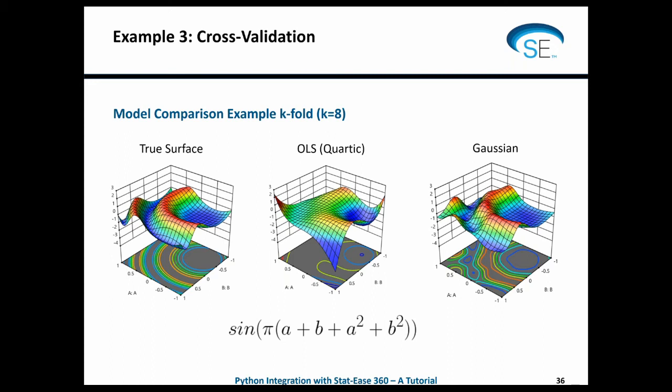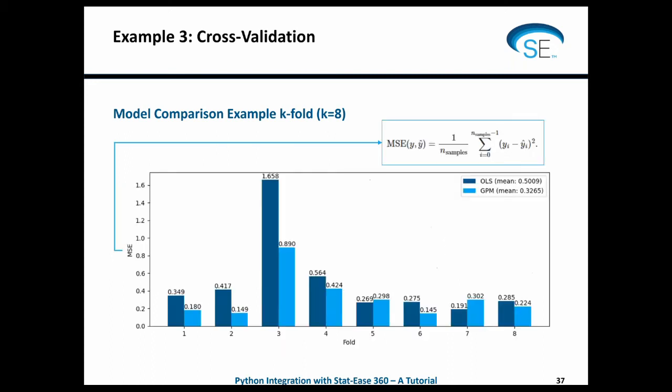So the code is the exact same as we used for the Montgomery example. We're splitting, in this case, we're going to do 8 splits. There's 80 runs. This is a Latin hypercube design. So each split has 10 runs in the prediction set and 70 runs in the estimation set. And in this case, I'm using a slightly different metric. This is the mean squared error. The numerator is the same, but the denominator is the number of samples rather than the total sums of squares of the prediction set.